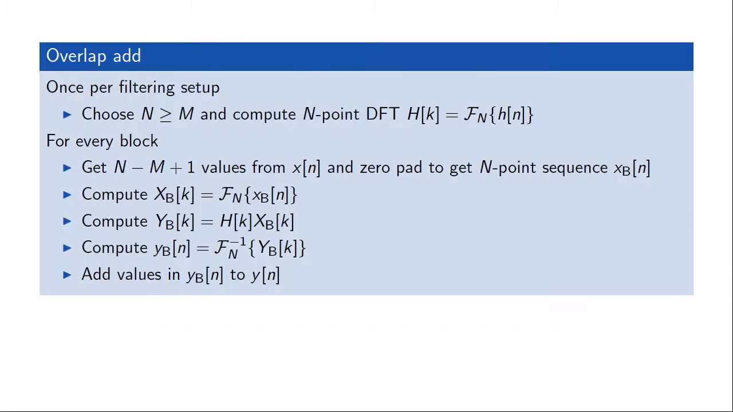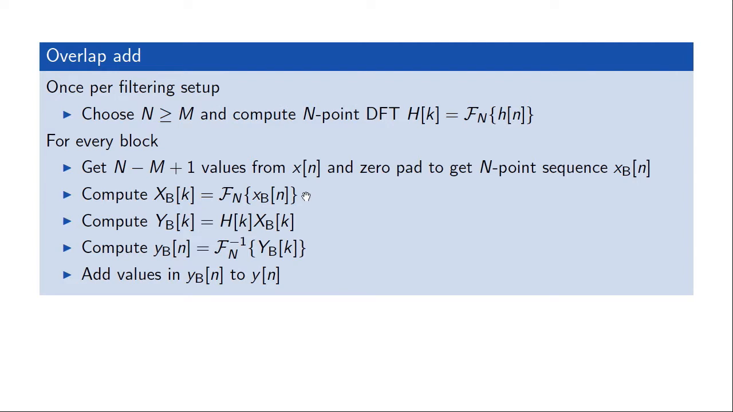Looking at overlap add in words, it would look very similar to overlap save. So before doing any filtering, we choose a block length n and we compute the n-point discrete Fourier transform of the impulse response, using the FFT algorithm again. And then for every block, we get n minus m plus 1 values from x of n, and we zero pad them to get the n-point sequence xb, which is the block, which contains values of x of n plus the zeros that we added.